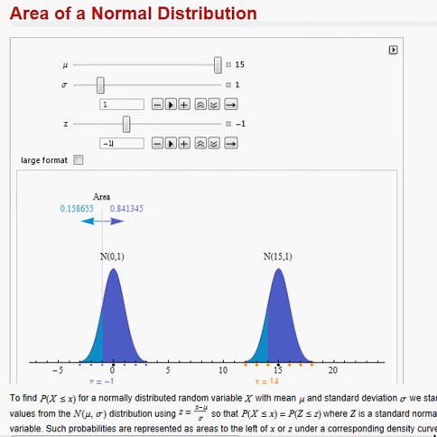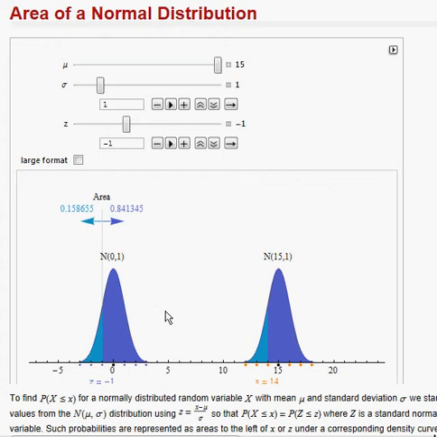Okay, in this session, we are using the Wolfram Demonstrations Project. You can go to the Wolfram Alpha website to do the same thing. The goal of this demo is to understand the relationship between the standard normal distribution and any normal distribution, and using the standard normal distribution, how we can get the probability or the area under the curve for any normal distribution.